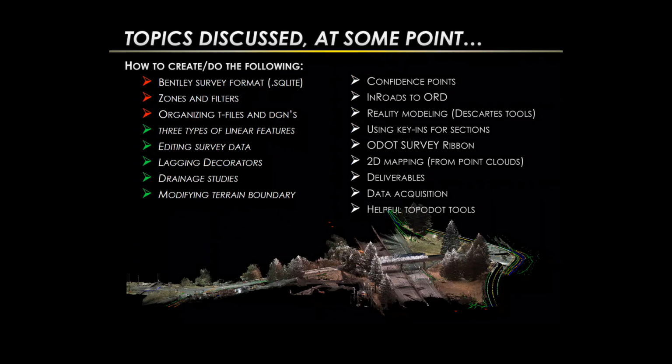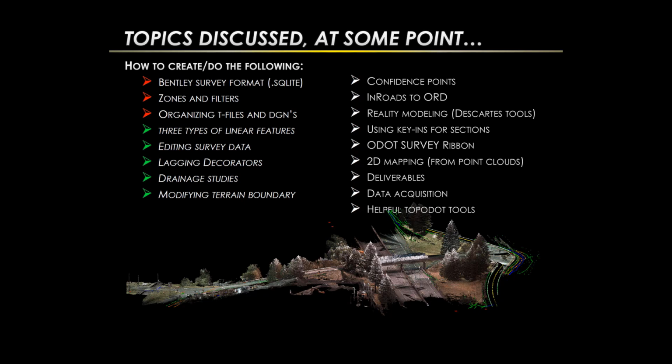There it is. So last week we talked about the Bentley survey format, or SQLite as it's called, and how we can use that. We also talked about the zones and filters that we've set up and kind of how to use those. And we're going to go through all this again today as we're going through our edits. And we also talked about ways to organize our T files and our DGNs. So some data organization, depending if you're working by yourself or if you have multiple people working on a job and you're sharing files back and forth. And that's really where that Bentley survey format SQLite comes in.